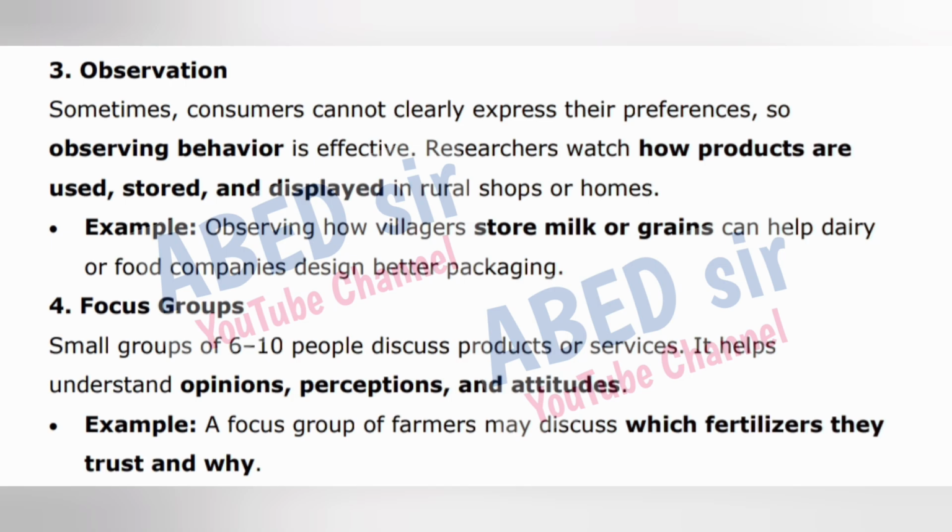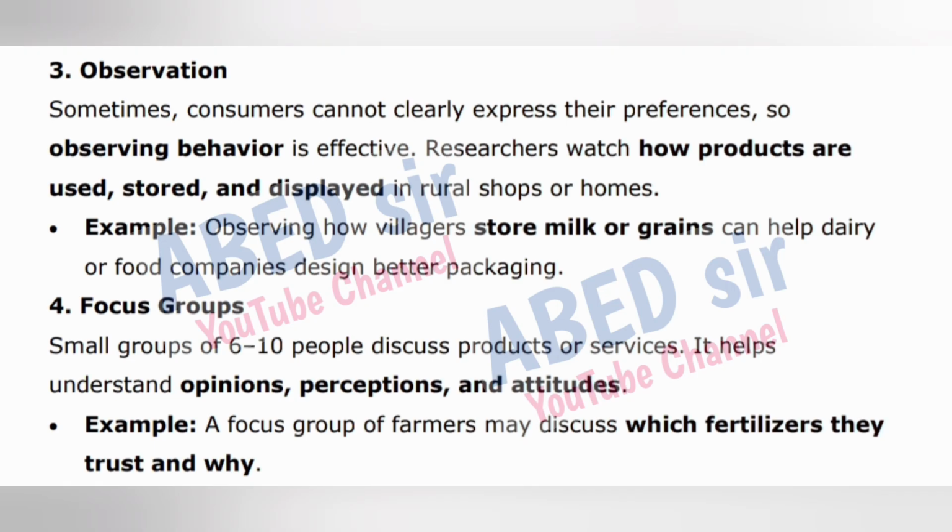Sometimes, consumers cannot clearly express their preferences, so observing behavior is effective. Researchers watch how products are used, stored, and displayed in rural shops or homes. Example, observing how villagers store milk or grains can help dairy or food companies design better packaging.